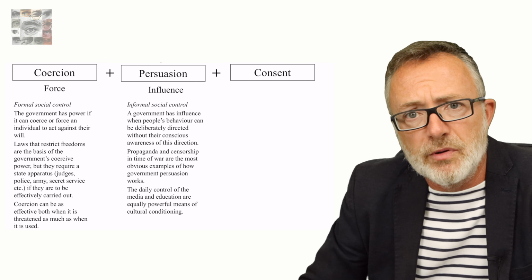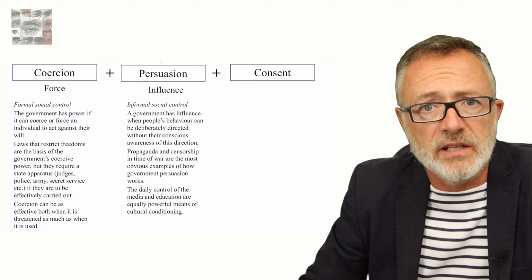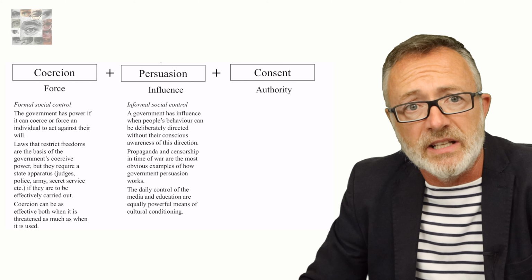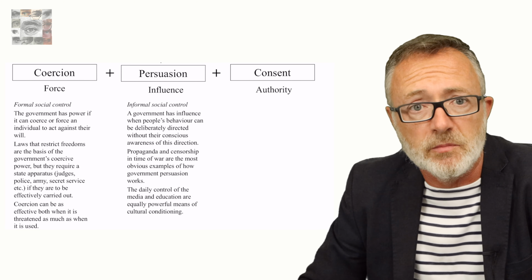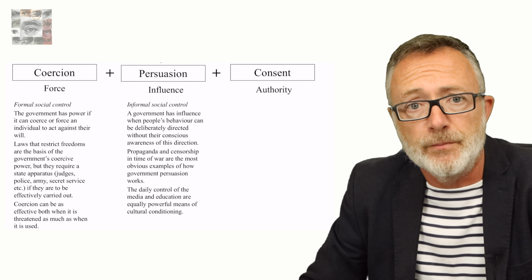Finally, the third reason why citizens conform and do what the state tells them to do is because the citizens want to. This is called the consent of the governed and is based on the belief that the state has authority over the individual because the individual has voluntarily agreed to be governed, because it is in their interest to be governed. And now in this example, there is no social control.